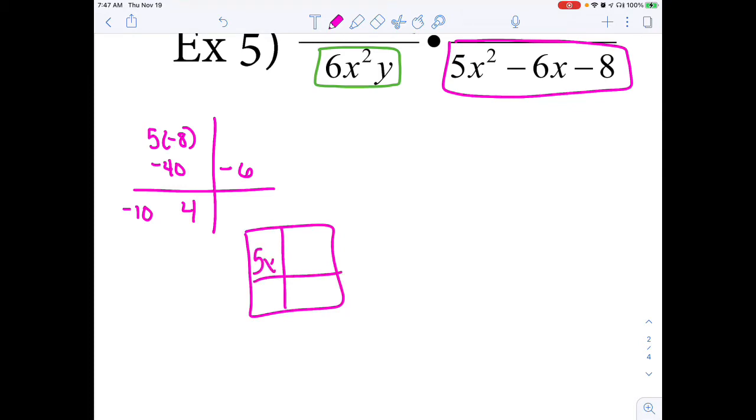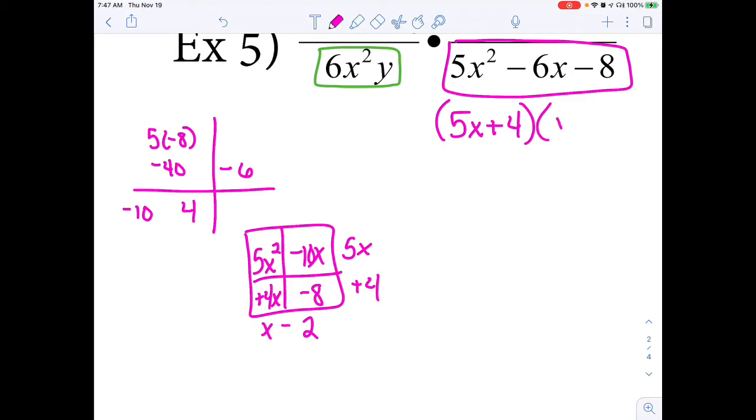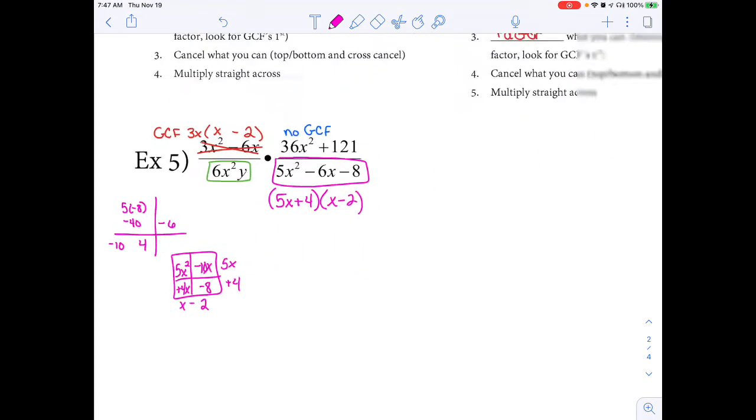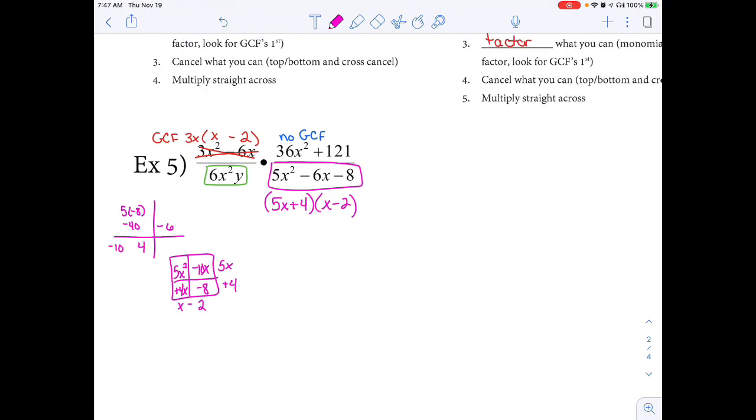So 5x squared, a minus 8, a negative 10x, and a plus 4x. GCF x, GCF negative 2, GCF 5x, GCF positive 4. That's my factoring there. So 5x plus 4 goes here, and what else do I have there? x minus 2.